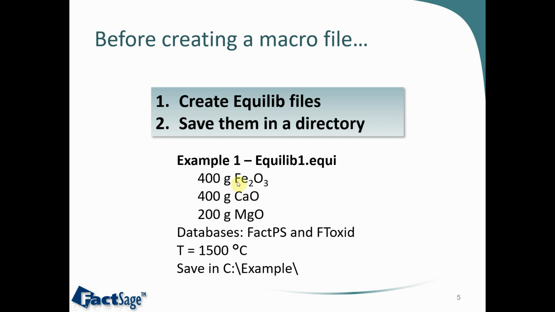We have 3 reactants as follows, with 400 grams of Fe2O3, 400 grams CaO, and 200 grams of MgO. We will select the phases from the FactPS and the FToxide database and fix the temperature at 1500 degrees C. And then we save the equilibrium file as equilib1.equi inside the folder C:\example.